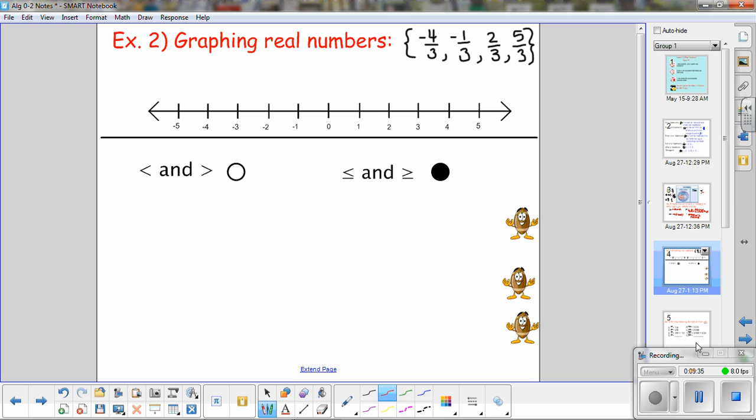The next thing we're going to do is graph real numbers on a number line. -4/3, it helps me to think of that as -1 and 1/3. Negative 1 and 1/3 means I'm going to be going to the left. I'm going to go to the negative 1, and then I'm going to go another third over. So that one's going to be right there.